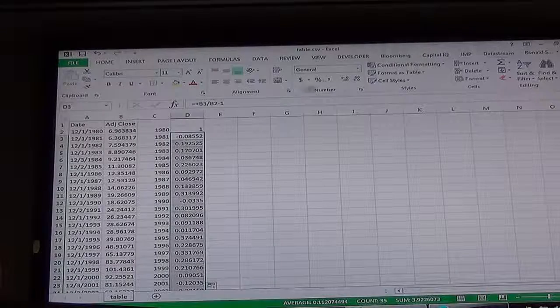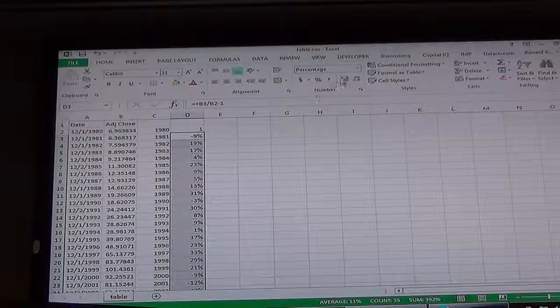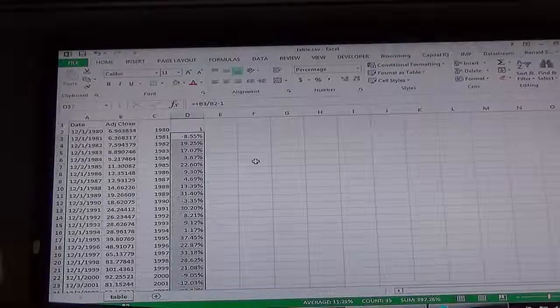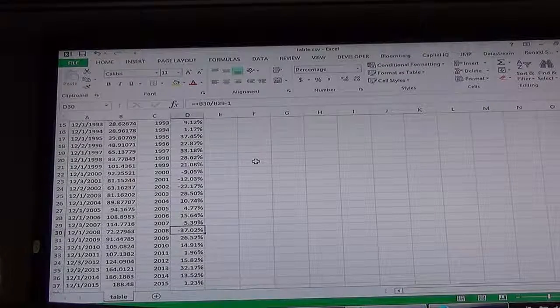I now have, in a matter of seconds, the return of the S&P 500. Does that look right? We lose 37% in 2008?